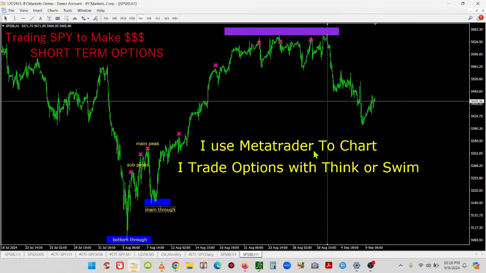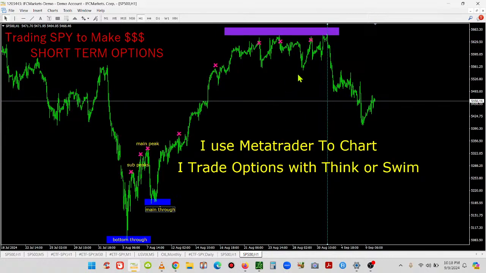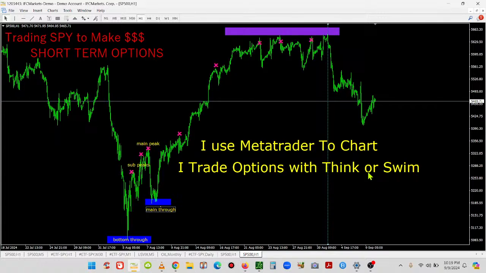So you need a MetaTrader to chart. This is MetaTrader. And then you need Thinkorswim to trade options in a demo. You could trade options in a demo or live. So you need those two things to implement the strategies that I use. You need Thinkorswim. I mean, you don't really need Thinkorswim. You need a way to trade options. But I recommend you use Thinkorswim.